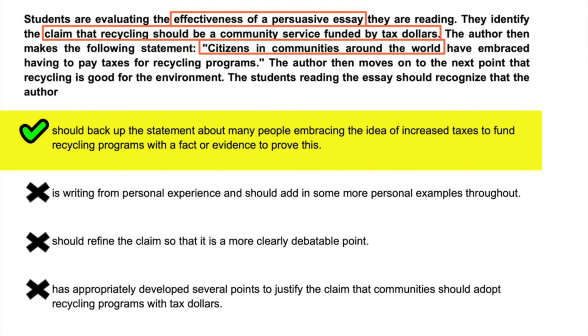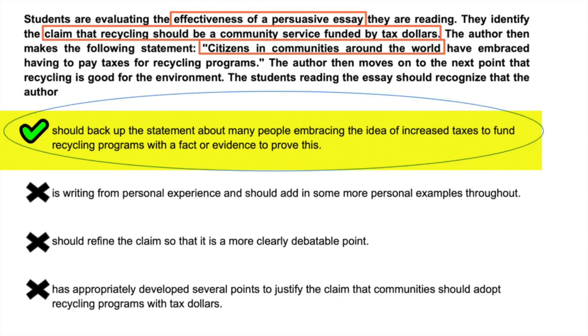Thus, if an author is writing a persuasive essay and has a clear claim, the points being made should be supported with validation, often in the form of facts from research. So the author does need to back up that statement more with facts or evidence to prove it.